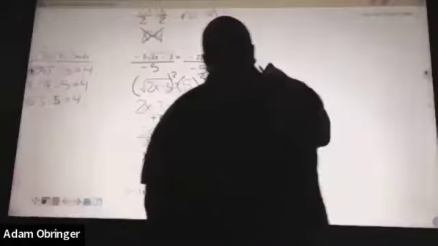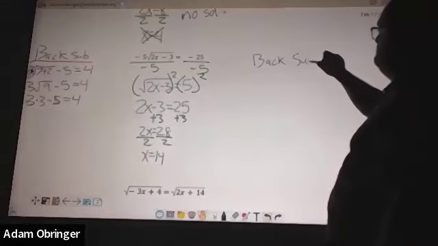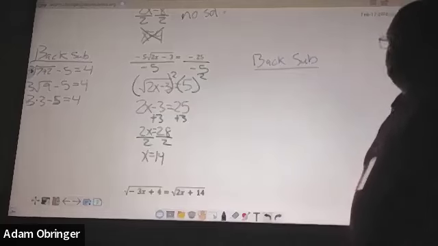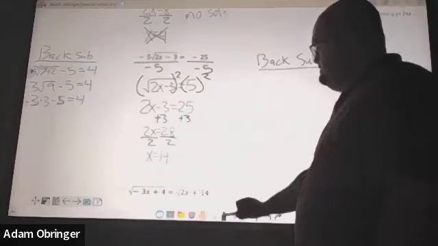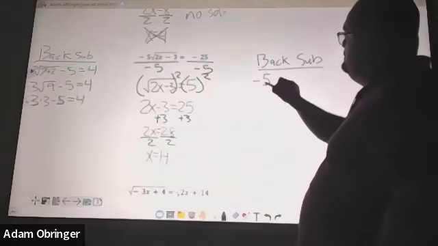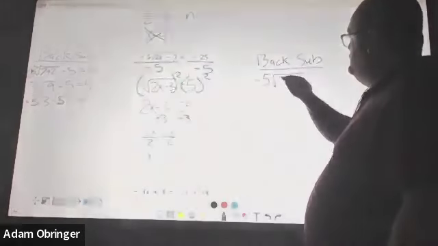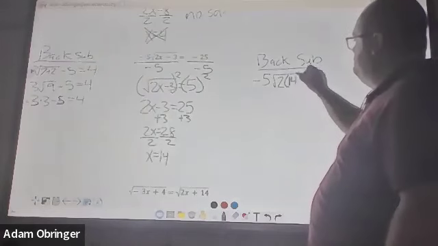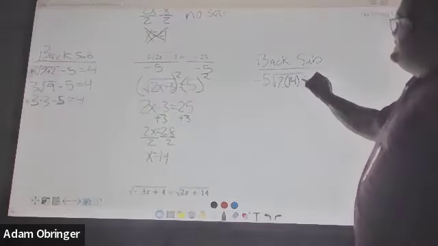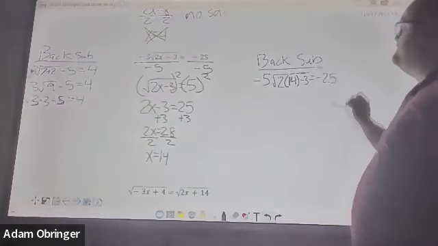When we back sub, we have negative 5 square root 2 times x, which is 14, minus 3 equals negative 25.